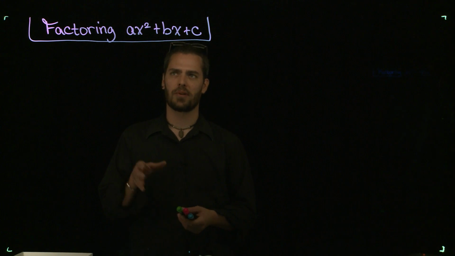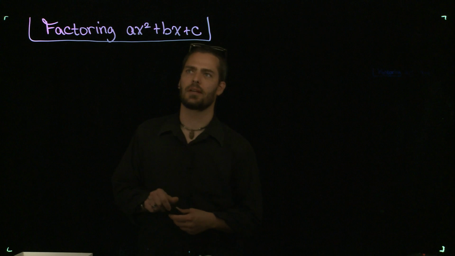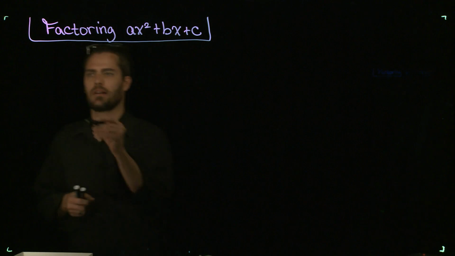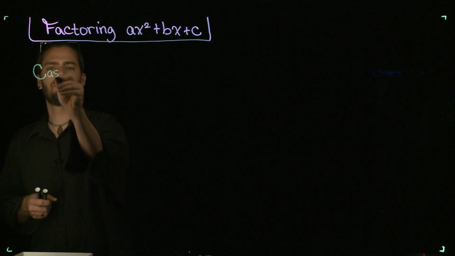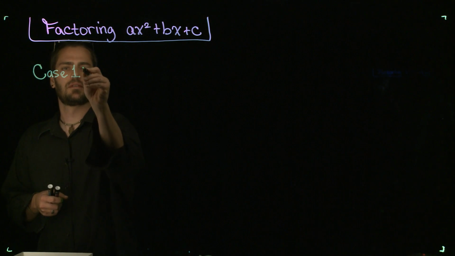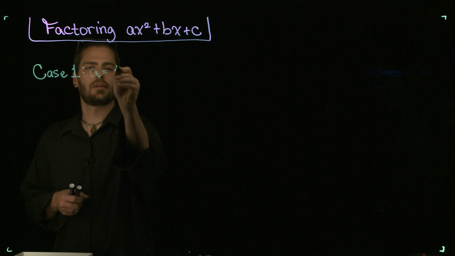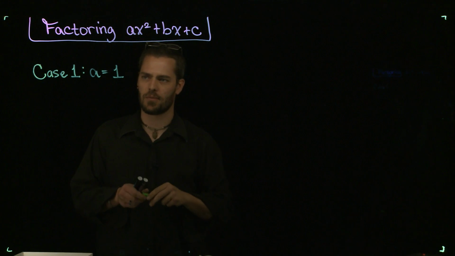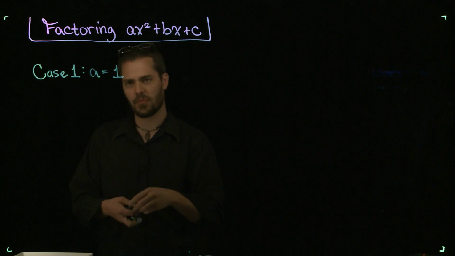I'd like to, at this point, start showing examples of factoring ax squared plus bx plus c. But starting with case number 1, where a is equal to 1. If the coefficient of x squared is equal to 1, we have kind of a simple thing to work with.